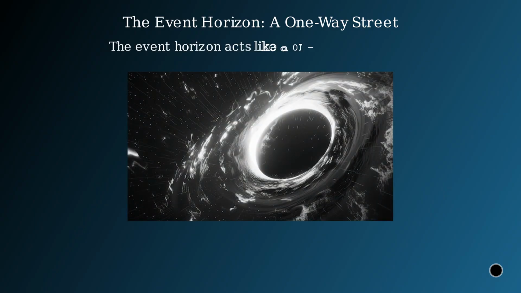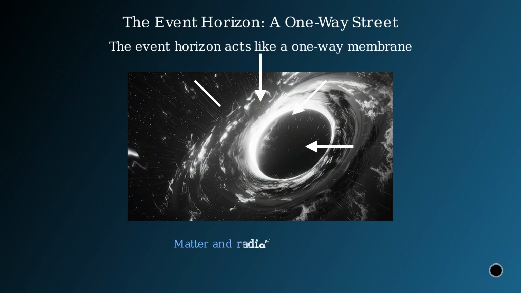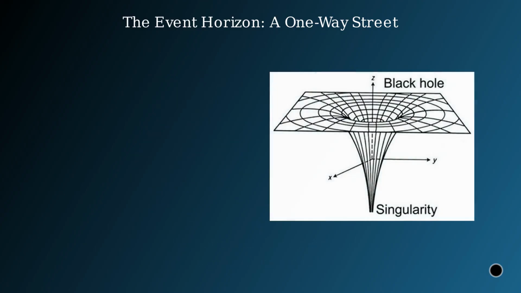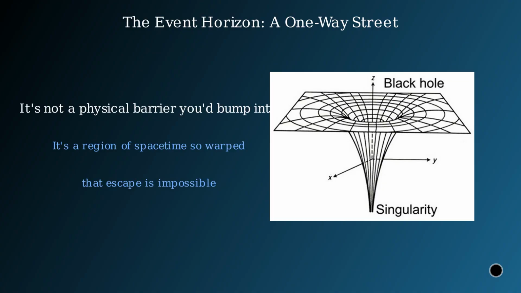The event horizon acts like a one-way membrane surrounding a black hole. Matter and radiation can enter, but nothing can exit once it crosses this boundary. It's not a physical barrier you'd bump into. Rather, it's a region of spacetime so warped that escape is impossible.